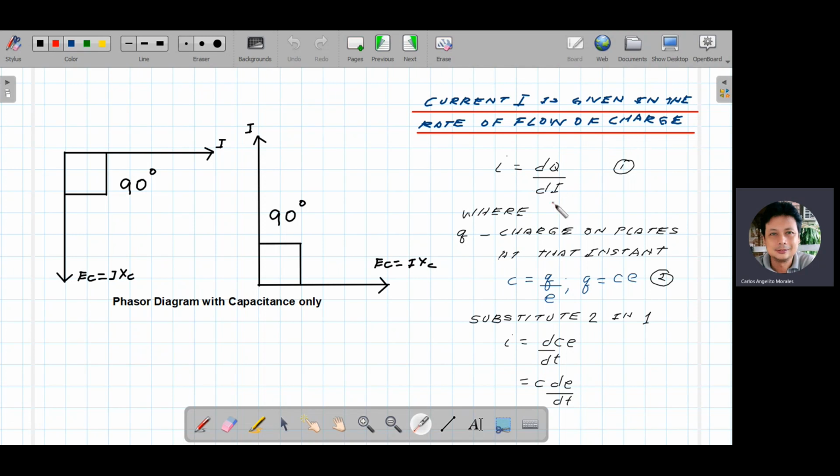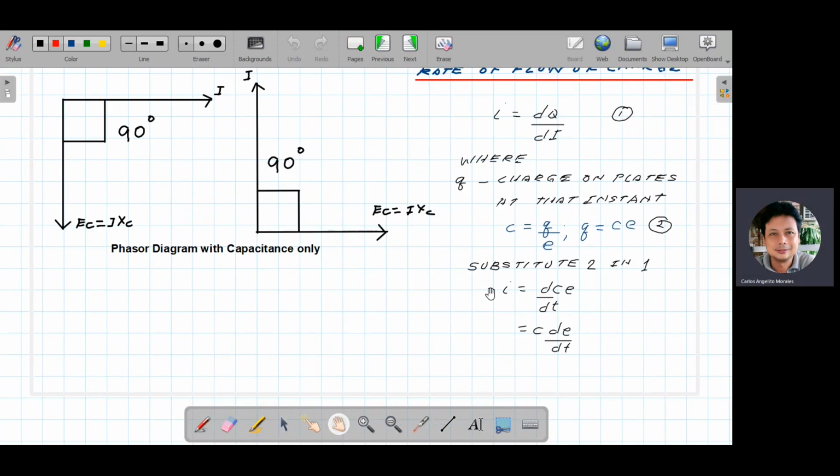I is equal to dQ over dt, where Q stands for the charge on plates. Ito ay change in charge over change in time. So charge on a plate at that instant. So yung capacitance, the charge divided by the instantaneous voltage, and yung charge is equal to the capacitance times the instantaneous voltage. Substitute number 2 in 1. So I is d(CE) over dt. Tapos lalabas mo yung C, dE over dt yan, no?